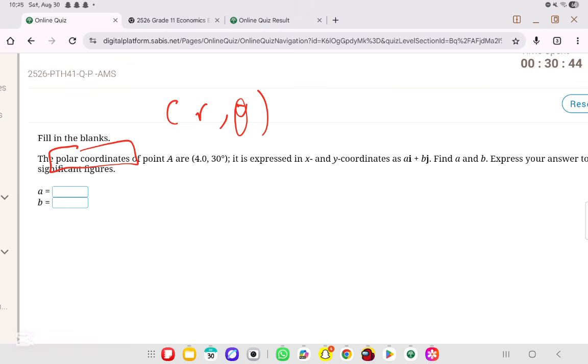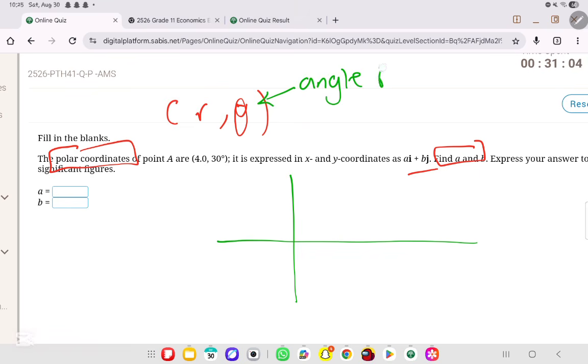It is expressed in x and y coordinates as ai plus bj. Find a and b, okay? So, very simply, what we need to do over here is we need to graph it, okay? First of all, let's start. What is theta? Theta is the angle from the positive x-axis.